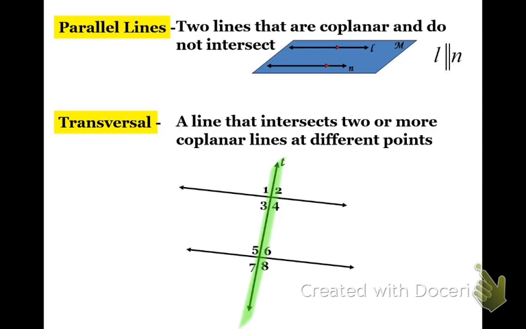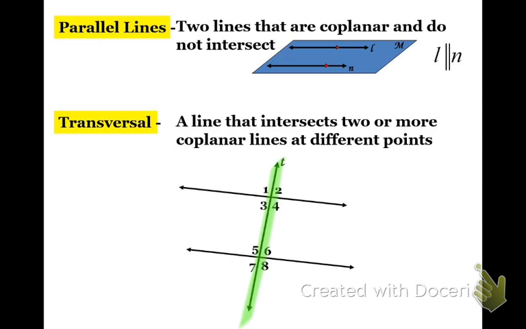We're going to talk about four properties. Yesterday, we learned that if you had two parallel lines, alternate exterior angles were congruent. We then learned that if you had two parallel lines, alternate interior angles were congruent. Vertical angles were congruent. Corresponding angles were congruent. And consecutive interior angles were supplementary.